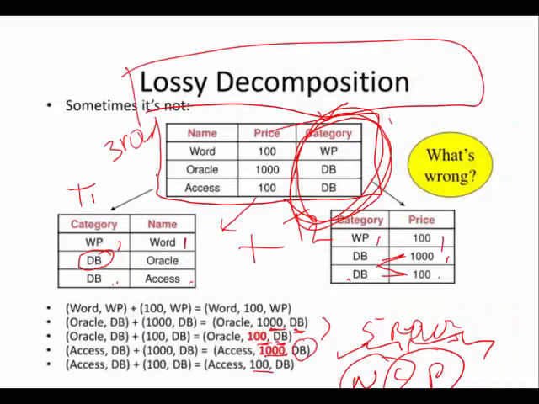Lossy decomposition is when you combine these 2 decomposed tables into one table again and it gives a different result. The data is different, more or less. In this case, it is more, because in the original table the result is 3 rows, and in the decomposed tables the result is 5. So you can't do that. You must choose wisely the category that you put in this intersection part.